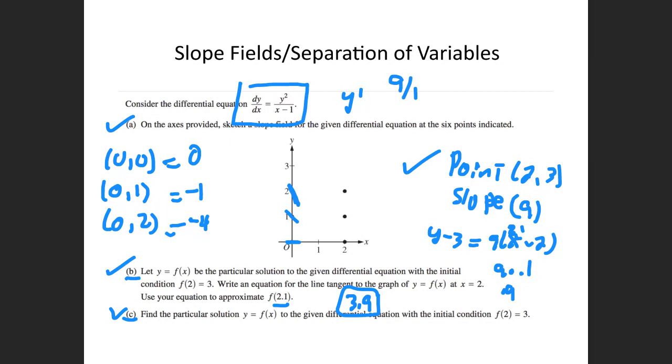It says find a particular solution to the given differential equation with the initial condition 2, 3. So basically they want us to write an equation for y. We have y prime, and they want us to write y is equal to something. They gave us a value here. Okay, so how do we do that? Do you remember doing these before?